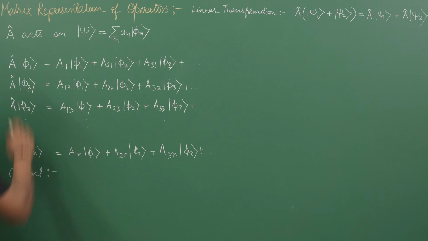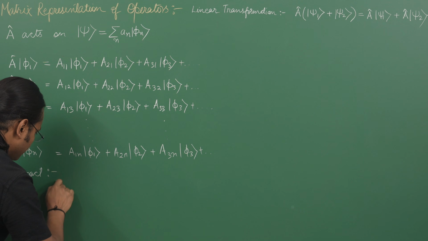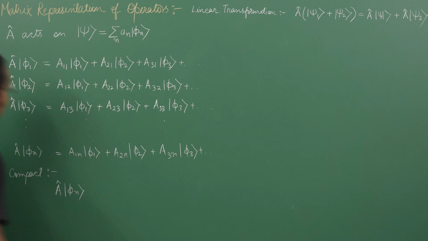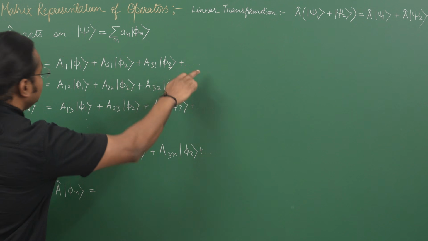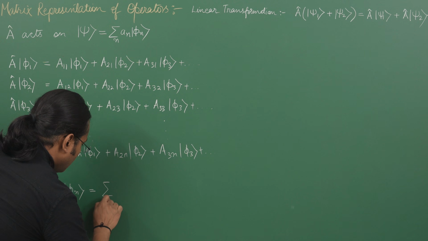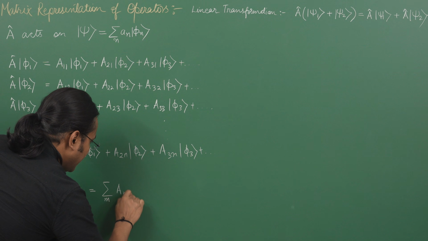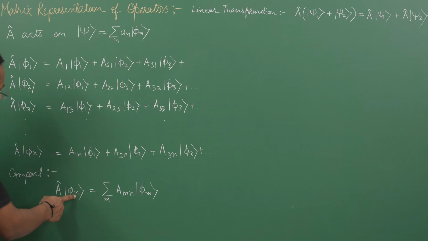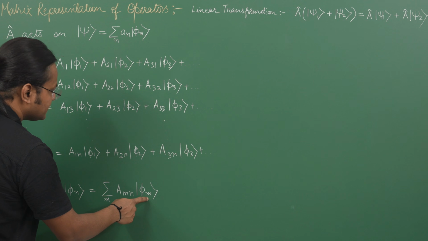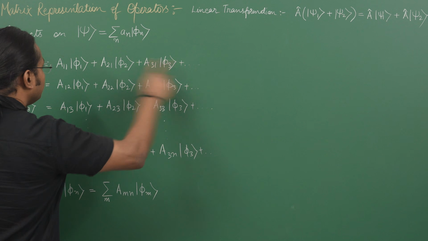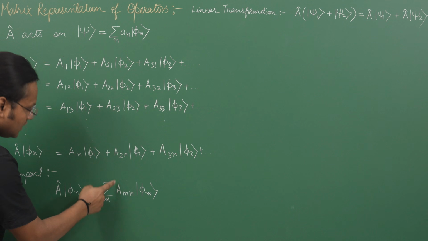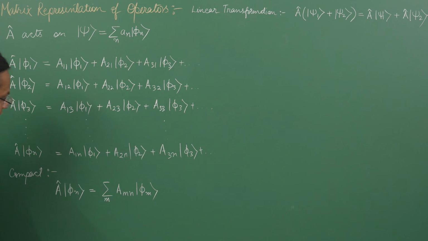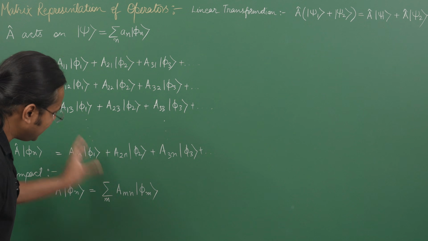Okay, so A acting on phi n can be represented as a linear sum over m, where we have a_mn acting on phi m. The subscript n here corresponds to this particular subscript on the left hand side, and m corresponds to all these subscripts going from 1 up to whatever the dimension of the system is, with a summation on top of it. So this is the compact manner of how the operation of A acts on the basis vectors.